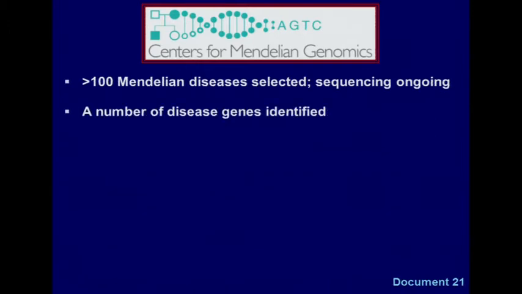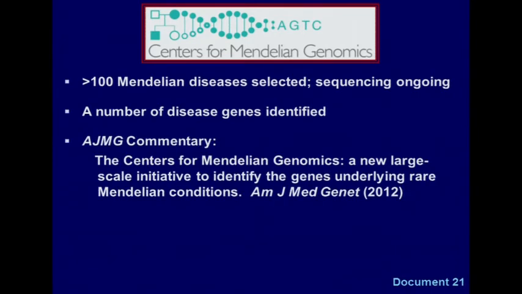A number of disease genes have already been identified, with some papers reporting these discoveries already submitted or in preparation. The American Journal of Medical Genetics recently published a commentary describing the goals of this program. The commentary states, quote, "The Centers for Mendelian Genomics will provide exome and whole genome sequencing and extensive analysis expertise at no cost to collaborating investigators where the causal gene or genes for Mendelian phenotype have yet to be uncovered. Over the next few years, and in collaboration with the global human genetics community, the Centers for Mendelian Genomics hope to facilitate the identification of genes underlying a very large fraction of all Mendelian disorders." End of quote.